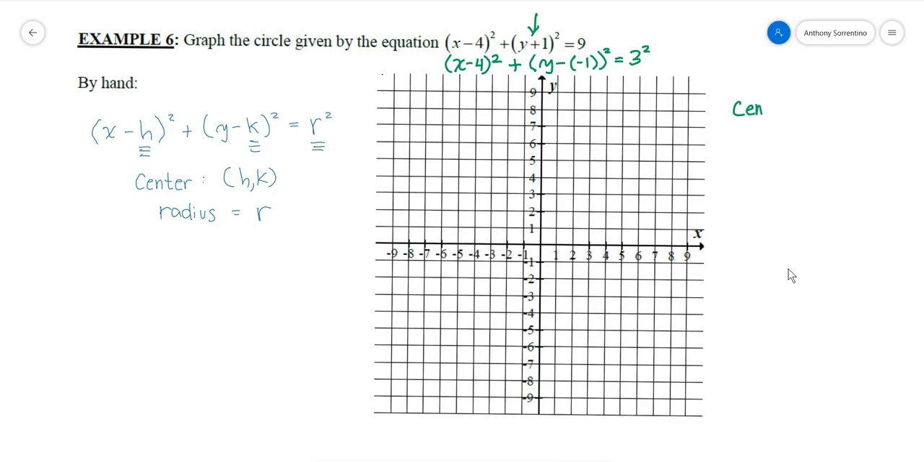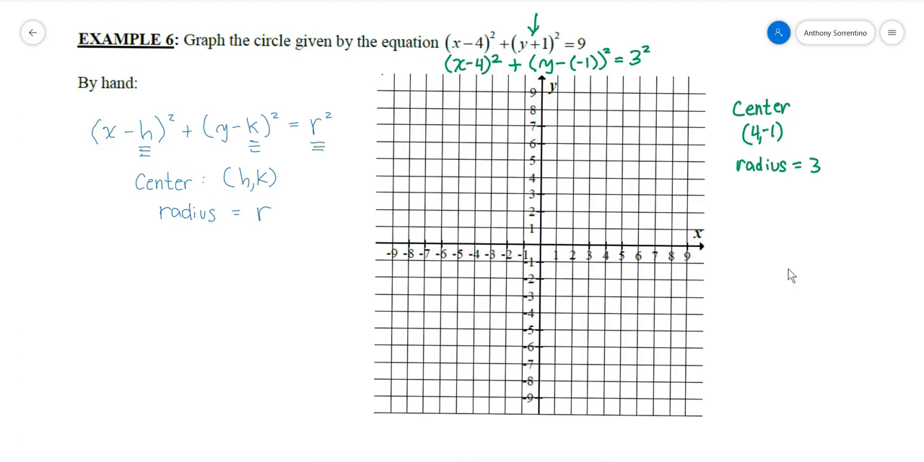This circle is going to have a center at 4. It's the number following the minus sign, negative 1. This number following the negative sign. And the radius equals 3.